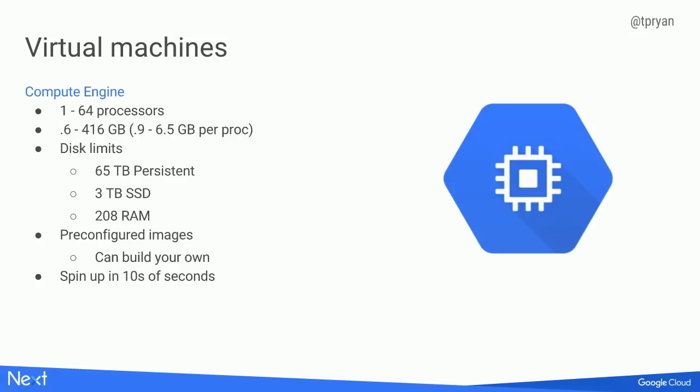We also have, you can build off of our pre-configured images, so Debian, Ubuntu, Red Hat, other flavors of Linux and Windows. You can customize those images and save them, or you can even upload your own images. And we like to say that our VMs spin up in tens of seconds.